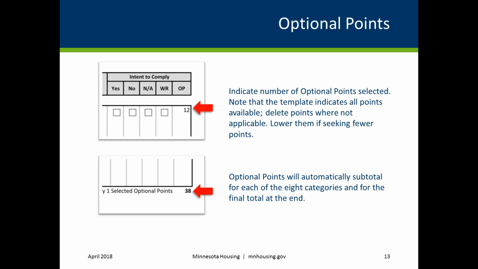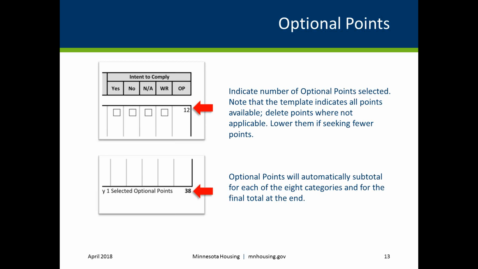The number shown by the first arrow, which is 12, is the maximum available amount of points for the specified optional criteria. You have three options with the numbers listed in this column for each optional criteria. If seeking the optional points, you can choose the full amount listed. If seeking the optional points, you can also adjust the points lower, if seeking a lesser amount. If not choosing optional points, delete them from the intent to comply OP column.